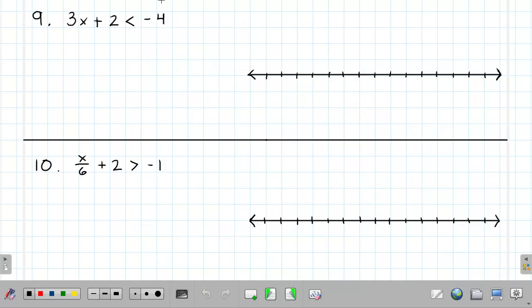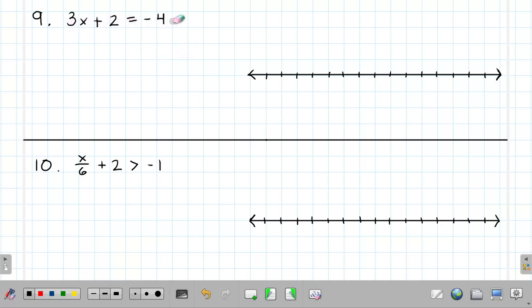So to look at that, let's go ahead and look at number 9. We have 3 times x plus 2 is less than negative 4. Well, if I replace this less than sign with an equal sign, I guarantee most of you would be able to solve that no problem. That's just a 2-step equation. But I do want to point out those same steps that we use to solve the equation are the same steps we're going to use to solve the inequality. So let's leave the equal sign there for now.